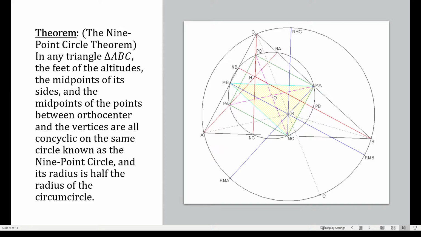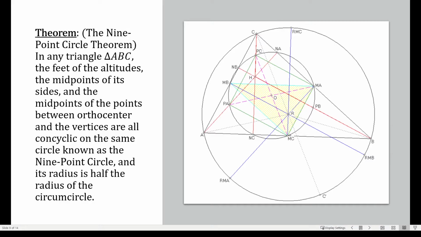To prove the 9-point circle theorem, we start with the midpoints of the triangle, the feet of the altitudes of the triangle, and the midpoints between the orthocenter and the vertices. Then by using lemma 4, we can make a triangle ACH, and notice that the midpoints of the sides are PA, MB, and PC. So we can take PA and PC to be parallel to the side AC.